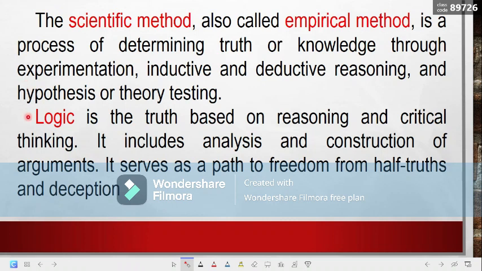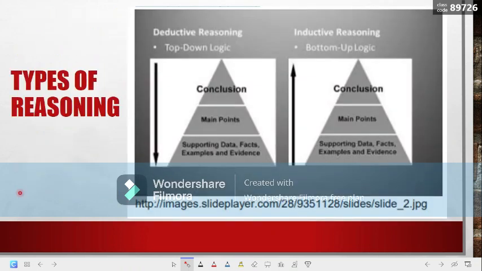Now, what is logic? Logic is the truth based on reasoning and critical thinking. It includes analysis and construction of arguments. It serves as a path for freedom from half-truths and deception. Now, there are types of reasoning. We have the deductive reasoning and inductive reasoning. Deductive reasoning is also known as top-down logic, while inductive reasoning is known as bottom-up logic.